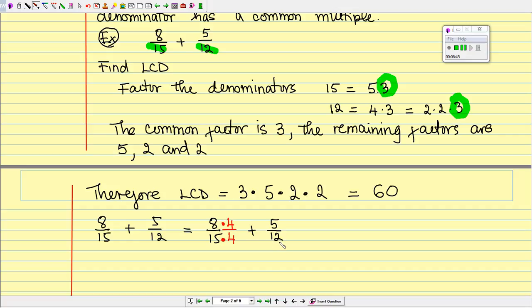Next, the second fraction is 5 over 12. So let's look at the denominator 12. To get to 60, I have to times 5. So we repeat the same process. We're going to multiply 5 to the numerator. So now we end up with 32 over 60 plus 25 over 60.